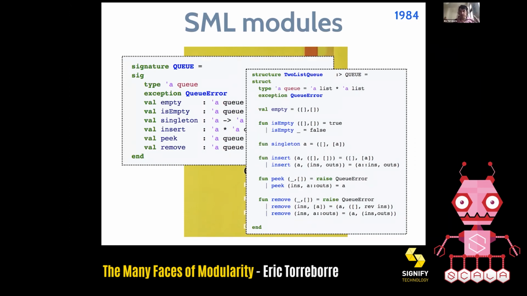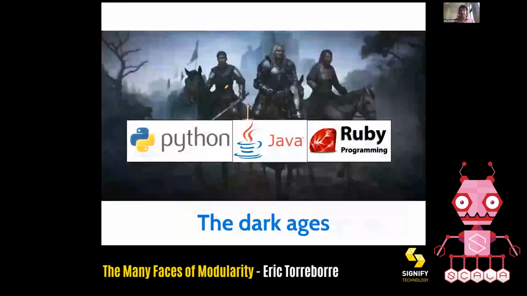And the cool thing about SML modules is that a given structure can implement many different signatures, and a given signature can be implemented by different structures. And it's a very structural typing system, because it only depends on the structure of the types in the signature and the structure of the types in the implementation to be able to use a given structure anywhere. So that's really nice. And then came the dark times.